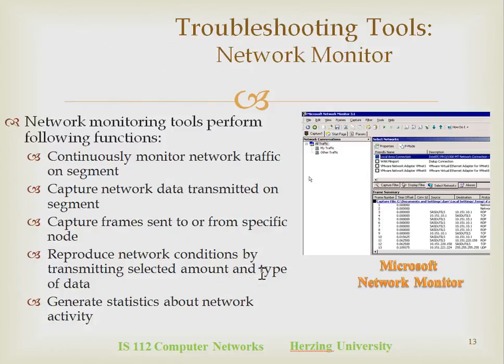Network monitoring. Network monitoring tools perform the following functions: continuously monitor network traffic on a segment, capture network data transmitted on a segment, capture frames sent to or from a specific node, reproduce network conditions by transmitting selected amounts and types of data, generate statistics about network activity. They also can be used to send out emails to your IT department when a switch goes down, or send out emails when the traffic's too high.